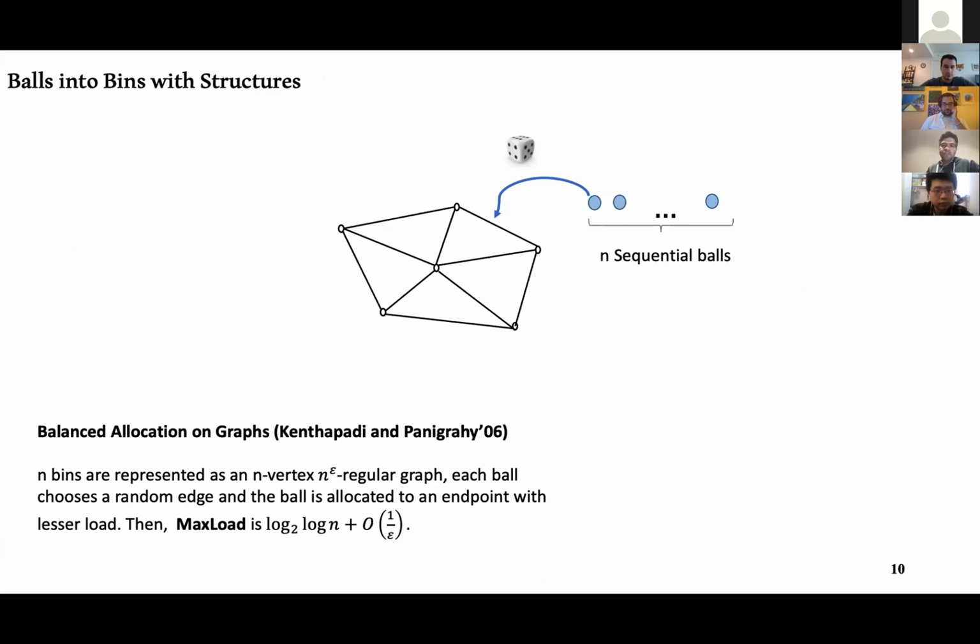Here we see a strong correlation between the bins, and they prove that if the graph is dense enough, then we still get the effect of the power of two choices. So they have a log log n load here.